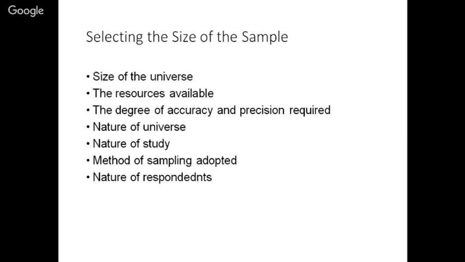Next is nature of the respondent. For example, if it is expected that a number of the respondents will not answer my questionnaire or do not respond to my survey, in that particular case, I need a larger sample so that I can represent my population as a whole. So these are some of the parameters that need to be considered when we are selecting the size of a sample for the population under study.